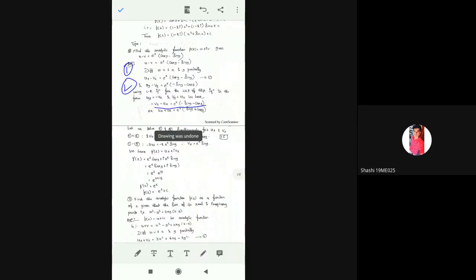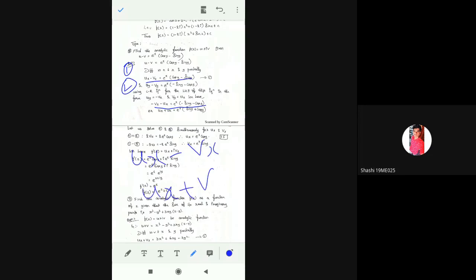Now you can see this. We have the ux minus vx equation, and ux plus vx we have. So let us consider this as equation number 2. So how to find ux and vx? As I said before, we need f dash of z. For that we need ux and vx separately. We have two equations with respect to ux and vx, that is ux minus vx and ux plus vx. We need to find them. It looks like a linear equation in two variables.